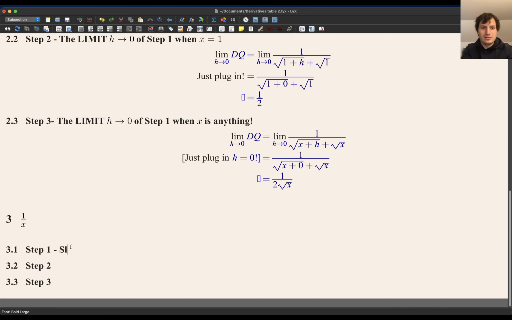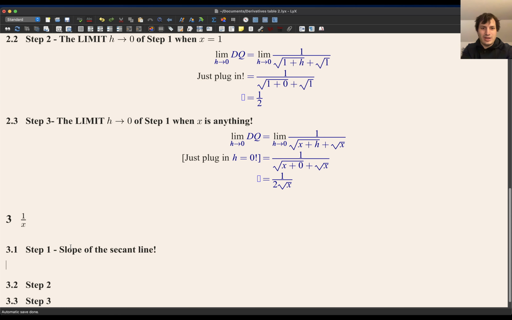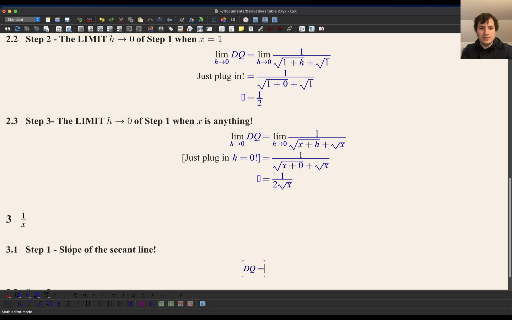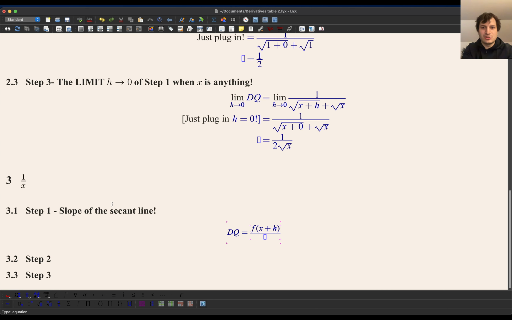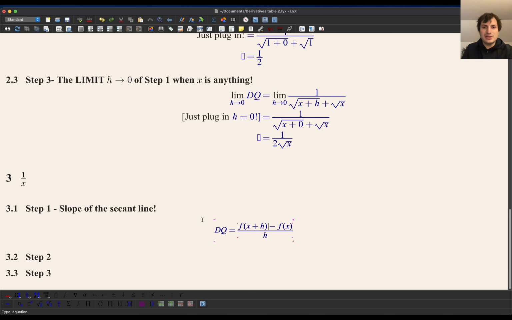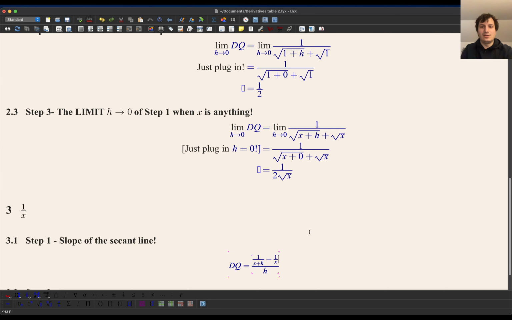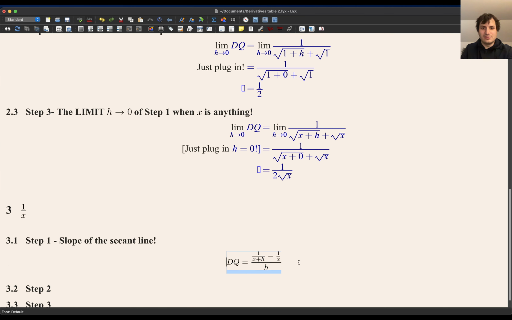So step 1, slope of the secant line. We're going to calculate the DQ. The DQ is always this ratio: f of x plus h minus f of x, divided by h. It's always that. Rise over run for the points x to x plus h. In our particular case, it's the function 1 over x. So f of x plus h is just 1 over x plus h, and f of x is 1 over x. So that's our DQ. It is this little guy.